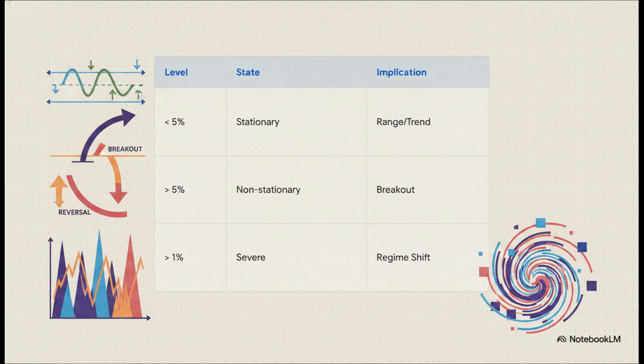But the moment that value pushes above the 5% threshold, while the math flat out rejects the null hypothesis, this strongly suggests non-stationary action like a legit breakout or a reversal. And if things get really wild and the KPSS spikes above 1%, you're looking at a severe deviation. That implies an aggressive regime shift or just a massive spike in volatility. It's basically the market screaming at you to pay attention.